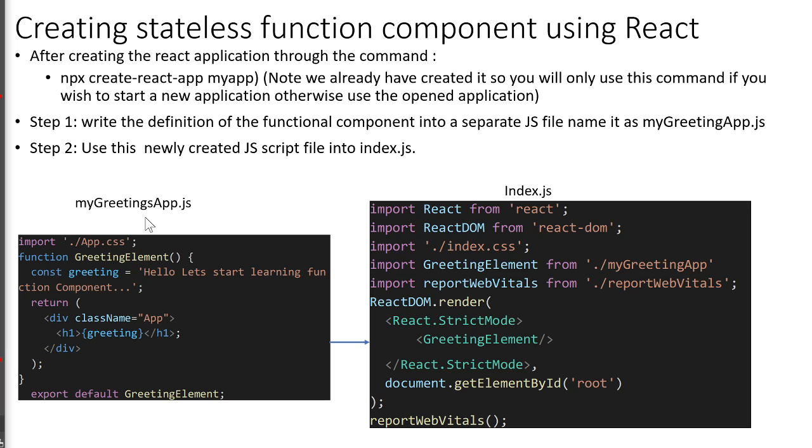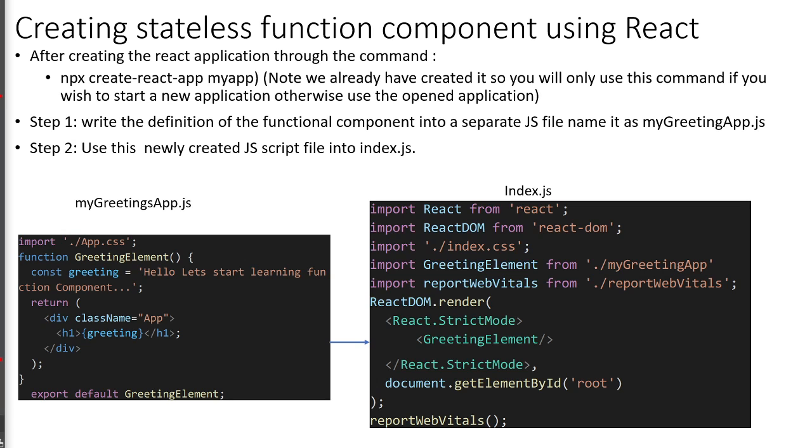In MyGreetingApplication.js, the first line I have used is import ./App.css. Though this line is not required, I have used it because I want to use the cascading style sheet that is defined in App.css. And because I want to use this file, that's why I have imported it here. And you know that if you want to import a file, you have to use the keyword import. Now from here until here is my function.